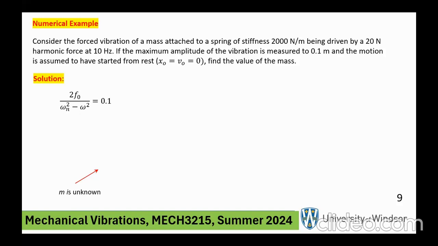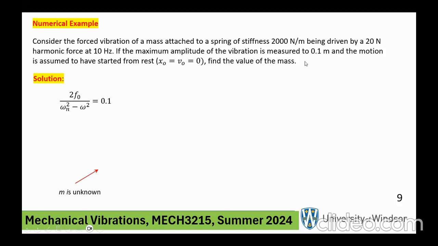Now, let me remind you that the solution is made out of two parts. The solution has a homogeneous part. Remember, there were two ways of writing it. Do you remember that? Plus the particular solution. What we know is that the maximum amplitude of that sum is 0.1 meter.